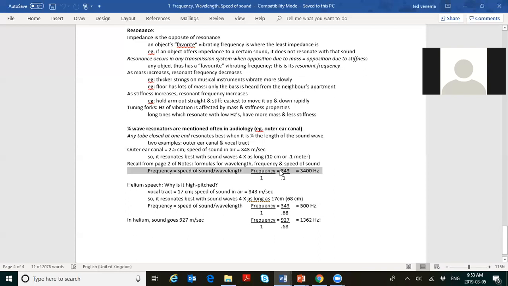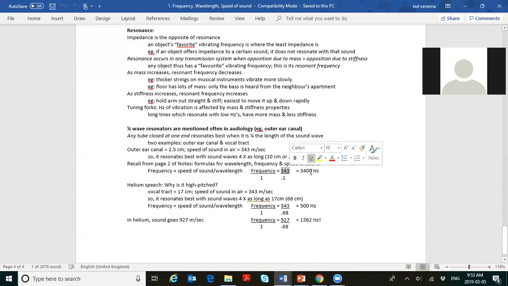343 is the speed of sound, divided by 0.1 meter, which is 10 centimeters. Now, always remember this. The 343 is meters per second. I can't divide meters by centimeters, so I can't do 343 divided by 10. Can't do that, okay? I have to change the centimeters into meters. So 10 centimeters is 0.1 meter. So 343 divided by 0.1 is 3,430 hertz.